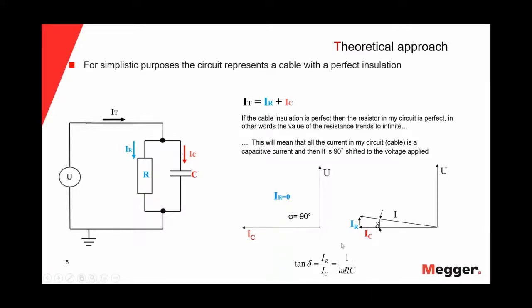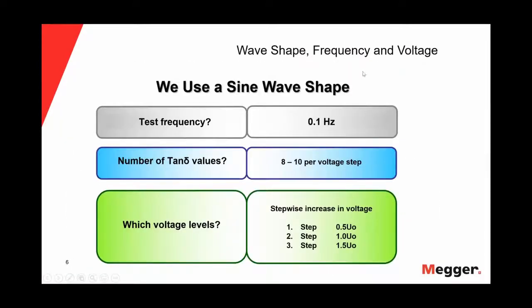Tan delta is represented here in this slide. I'm going over to the next slide. Wave shape and frequency: we use a sine wave shape. Test frequency is 0.1 hertz.